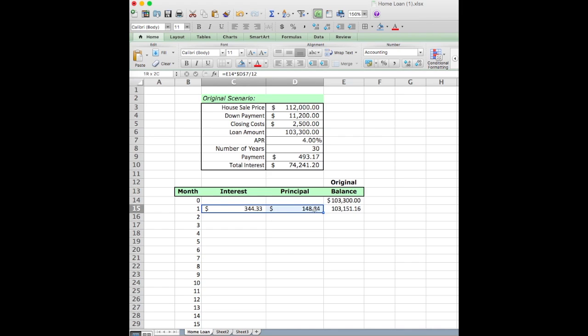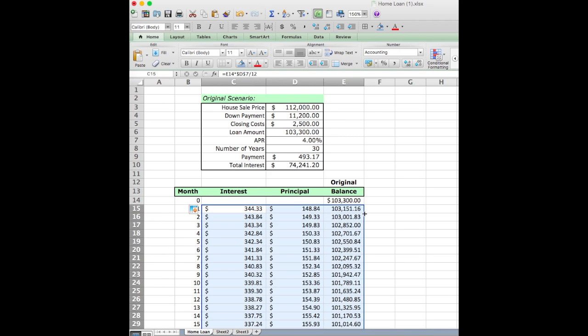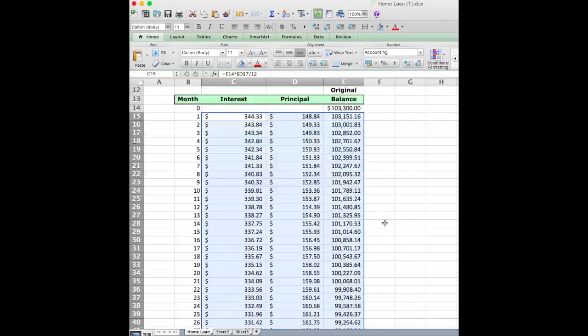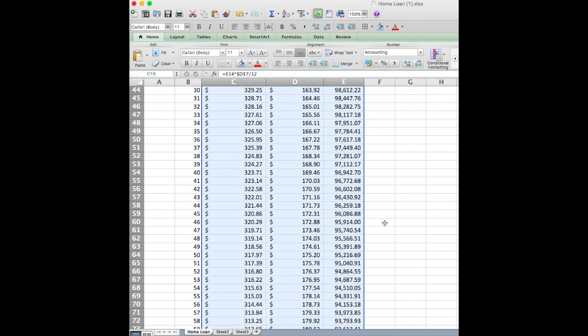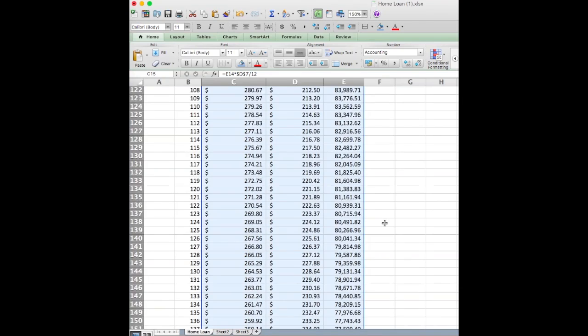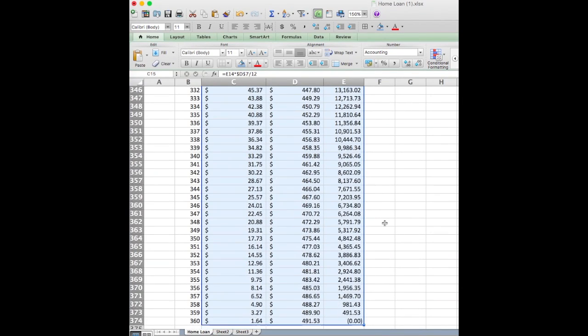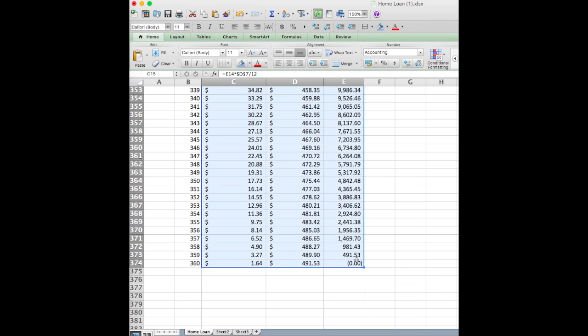And then if I highlight these three cells and double click, it should copy that all down. So as I scroll down to the bottom, when we get to month 360, we should see that that is at 0. So we see that after 360 months, our loan is indeed at 0.